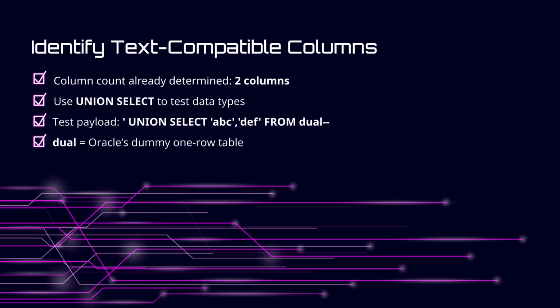Single quote union select 'ABC', 'DEF' from dual --. Here ABC and DEF are test string values. We monitor the HTTP response in Burp. If the server returns a normal 200 response without an error, it confirms that the union statement is valid and that the columns accept text data.